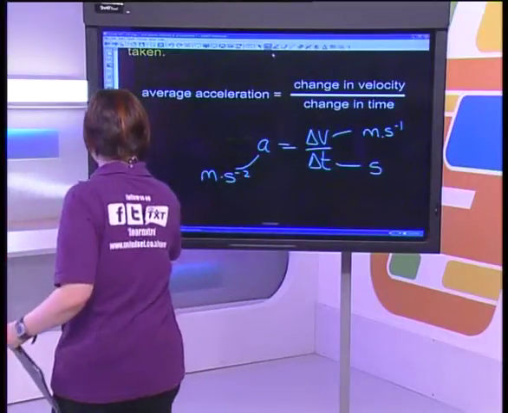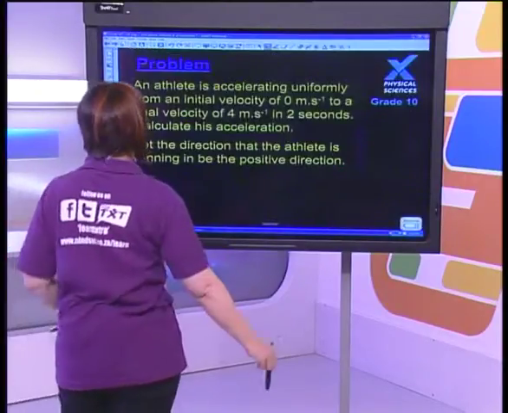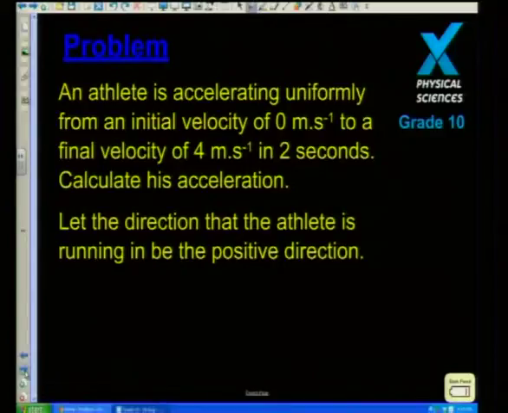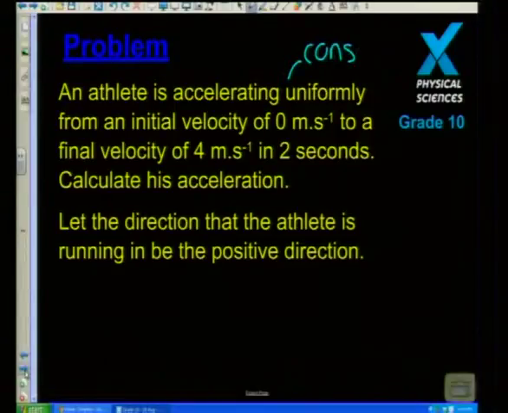Okay, so let's look at the first question I have for you. An athlete is accelerating, nice and appropriate considering Olympics and Paralympics, accelerating uniformly. Uniformly means constant, okay?